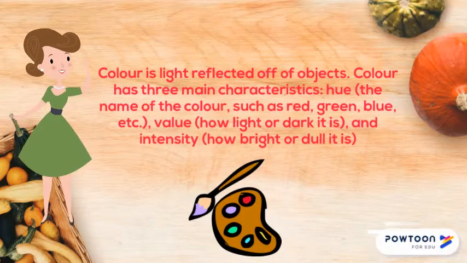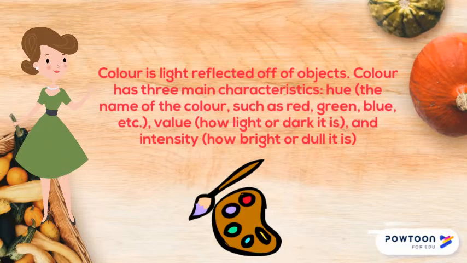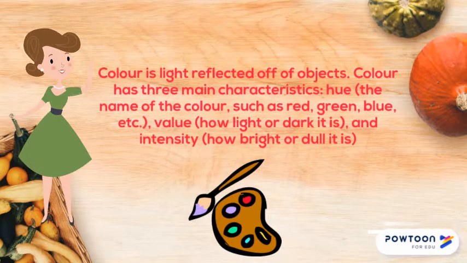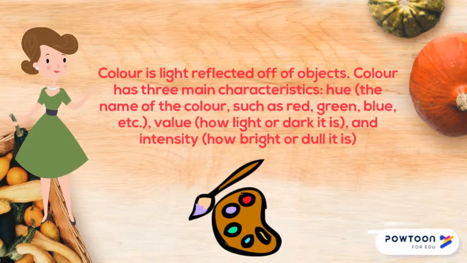Color is light reflected off of objects. Color has three main characteristics: hue, which is the name of the color such as red, green, or blue; value, how light or dark the color is; and intensity, how bright or dull it is. White is pure light. Black is the absence of light.